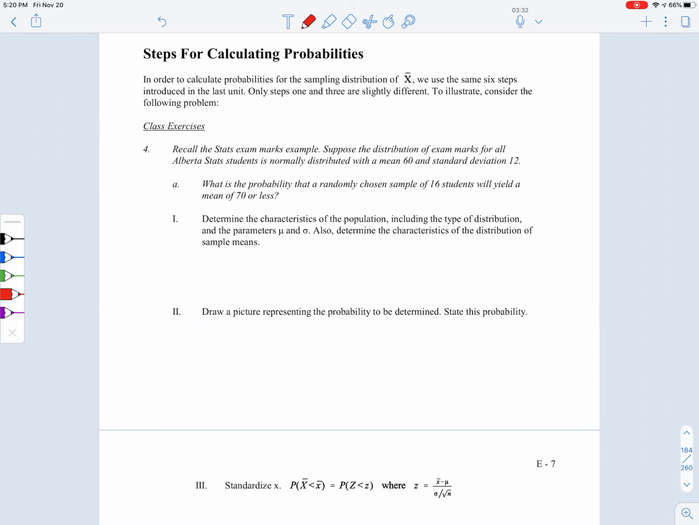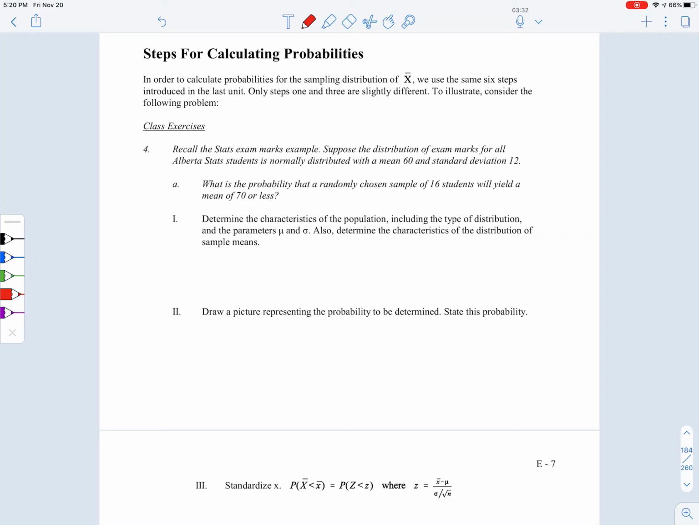Hey class, welcome back. In this section, we're going to take a look at steps for calculating probabilities when we're dealing with the sampling distribution of X bar. So the idea here is that instead of talking about what proportion of the population has, say, marks greater than 70, if you think back to our marks example, or another way of saying that would be if I randomly chose one person, what's the probability that he or she would have a mark greater than, say, 70? That's what we did in Unit N.